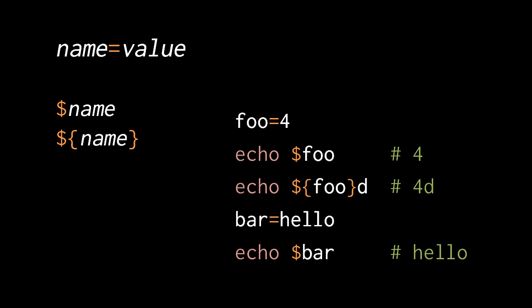So the next two lines, it should be evident what's going on. We're simply assigning the string hello to a variable named bar, and then the next line we're echoing out the content of the variable bar. So hello gets printed to standard out.